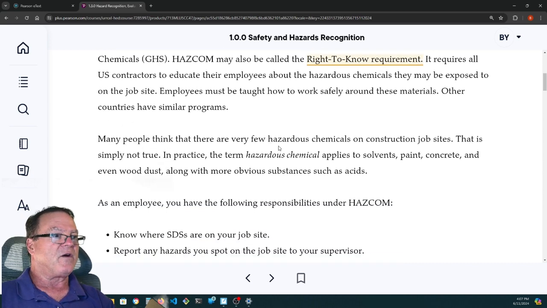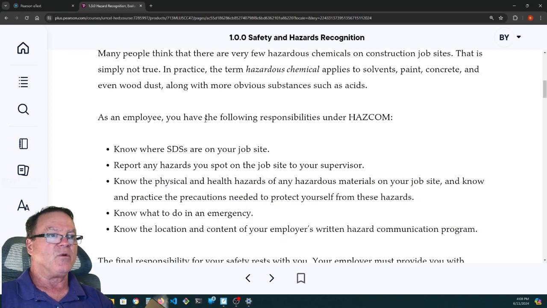Many people think that there are very few hazardous chemicals on construction job sites. That's simply not true. In practice, the term hazardous chemical applies to solvents, paint, concrete, and even wood dust, along with more obvious substances such as acids. As an employee, you have the following responsibilities under the hazard communication policy.